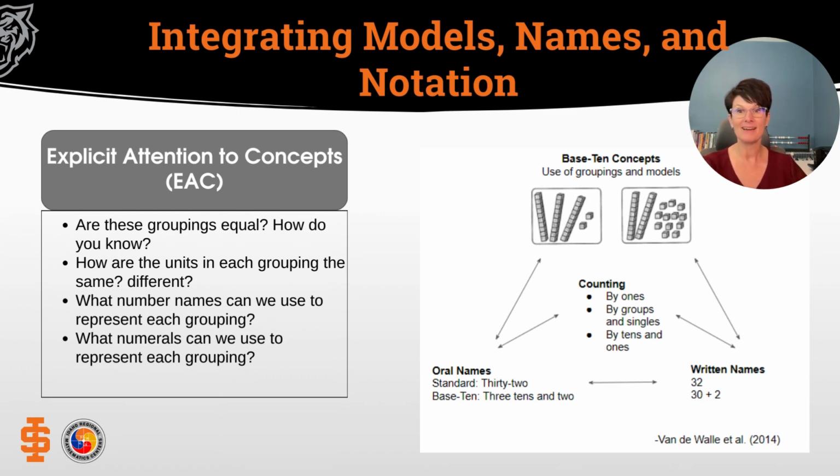Maybe something like, are they equal? How do you know? How are the units in each grouping the same or different? How could we count these quantities? What number names do we use to represent each grouping? And what numerals do we use to represent each grouping? By working through these types of questions, students comprehend how digits, positional number names, and units give meaning to each other.